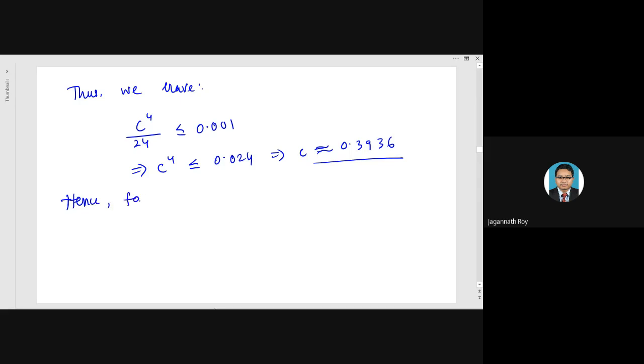Hence, for all x belonging to the range 0 to C, so in place of C we can write 0.3936, the error criteria is satisfied.